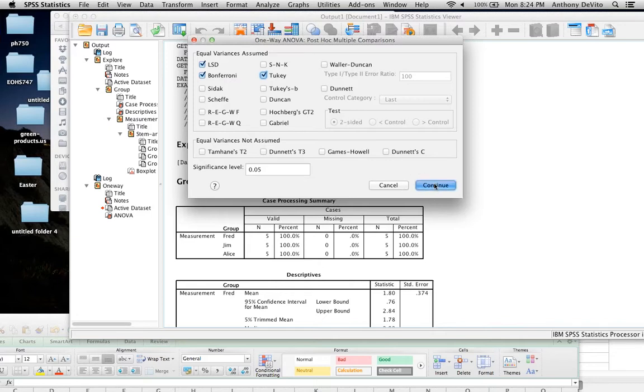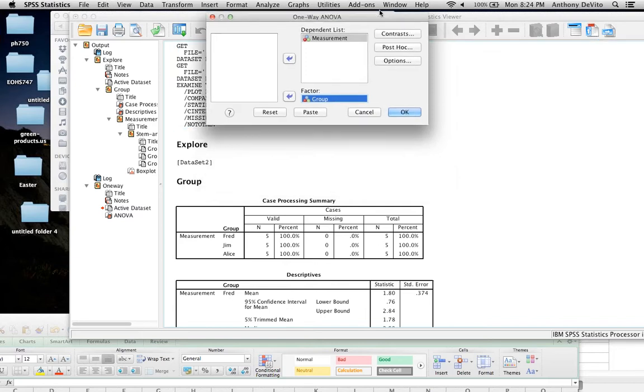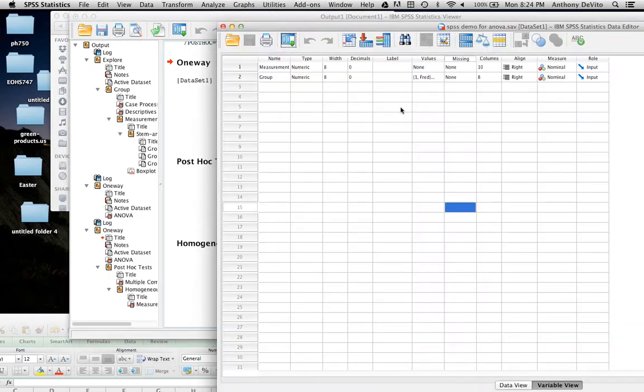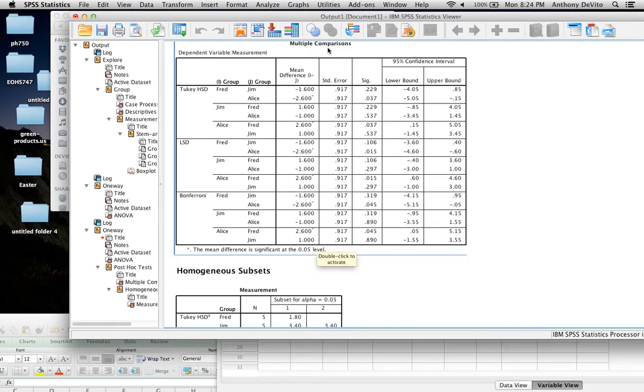So I'm going to say okay, continue. And I'm going to say okay, oops. Oh, I didn't move the values in here. Measurement. I've checked off all three. Since we're using software that just makes you click something to do a complicated calculation, why not? So I'll say okay. And my output window comes up and let's take a look at it.